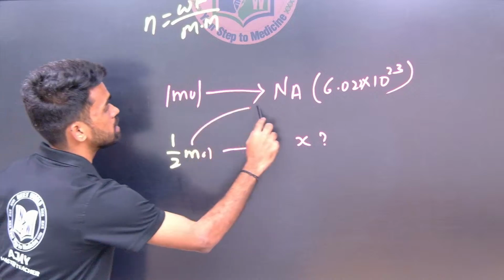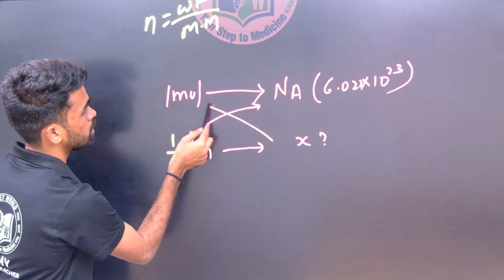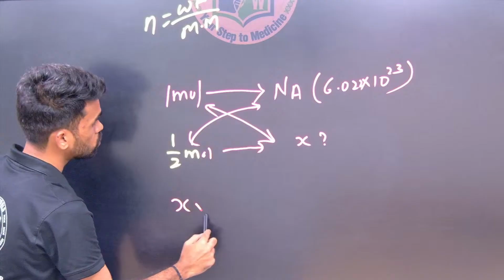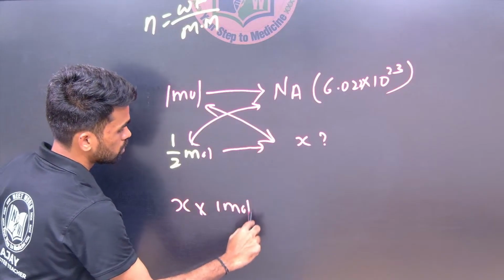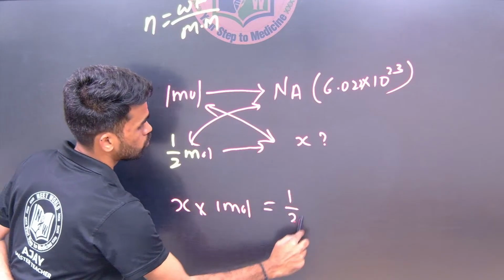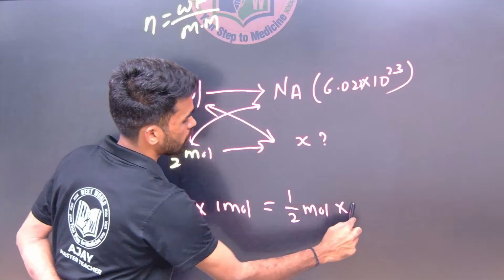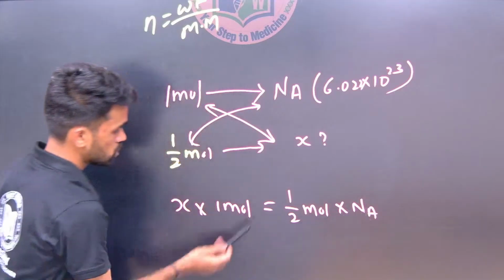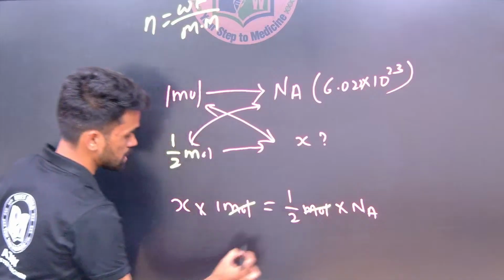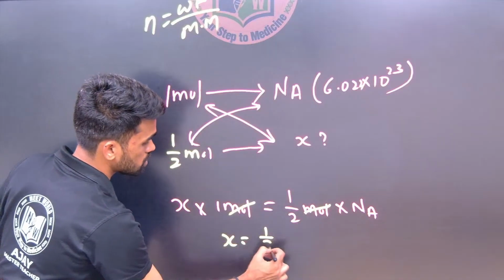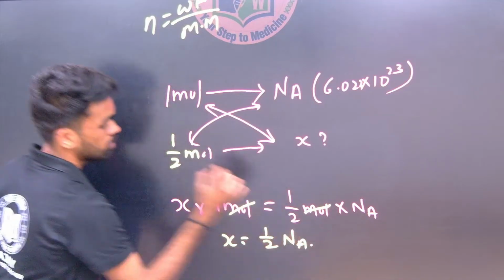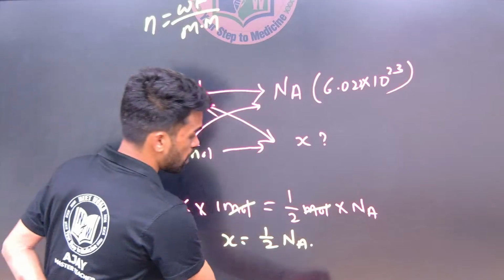So multiply this number with this, and this number with this. So x into 1 mole equals half mole into Avogadro number. Right, now this mole cancels, so you are going to get your answer as half Avogadro number. So what is the formula you got?